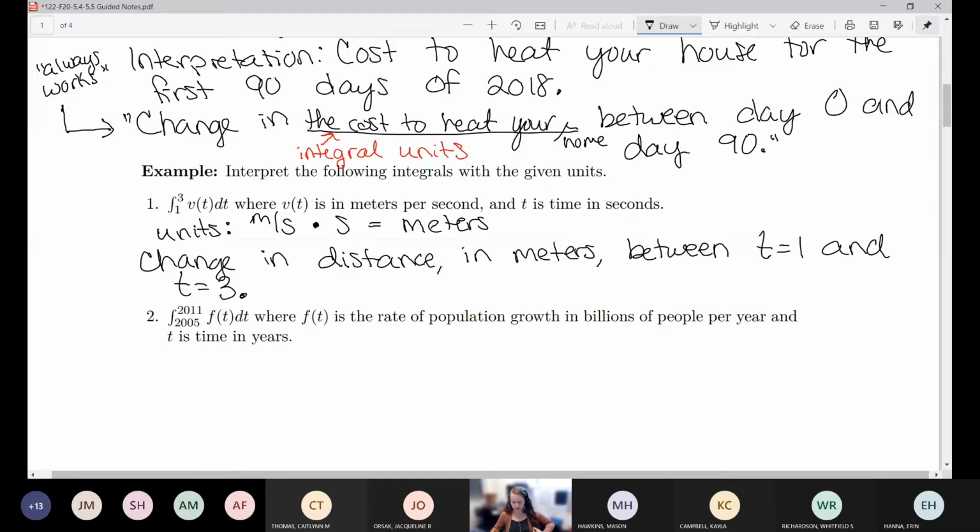Change in distance between t equals 1 and t equals 3. Now, another way you could phrase it is, well, no, I'm not going to say that. This would be the best way to phrase it. No, I should say that. Anyway, sorry, I'm a little scatterbrained today.